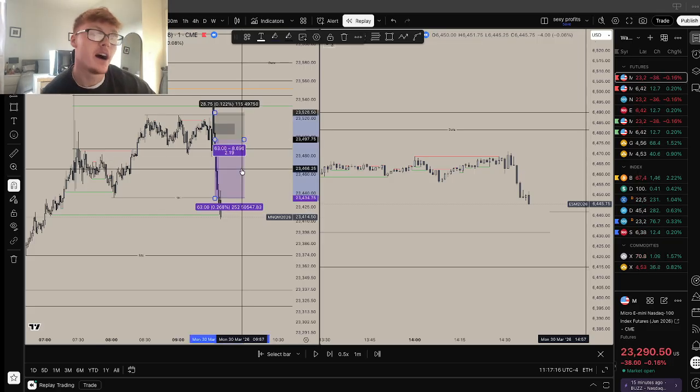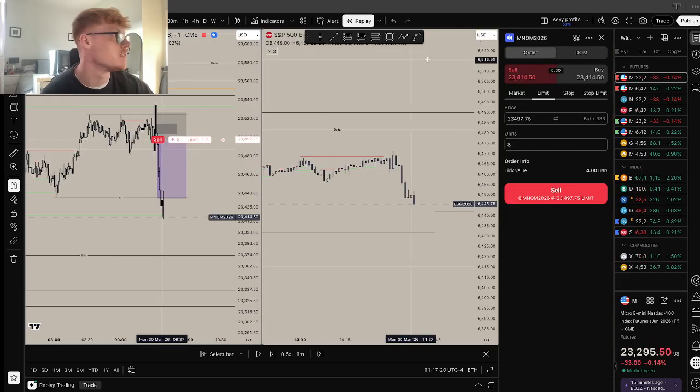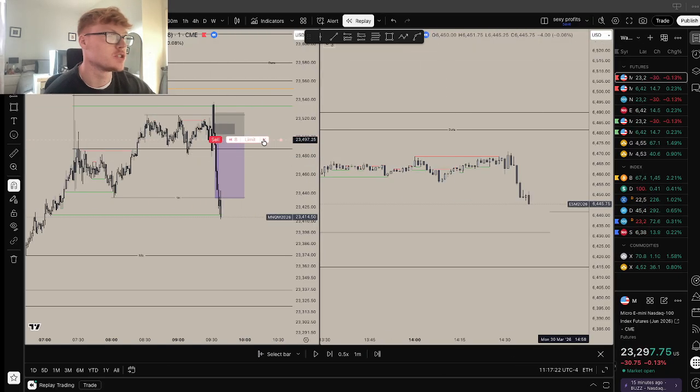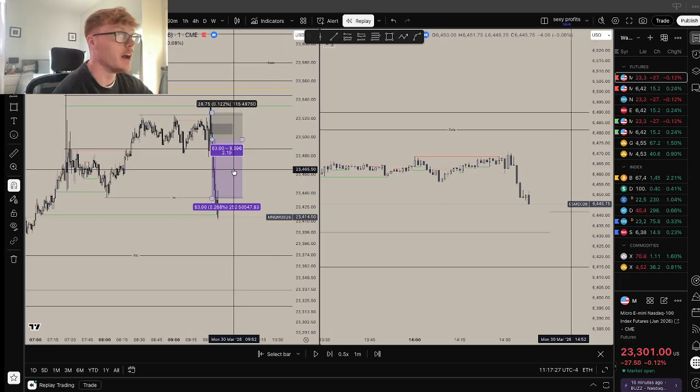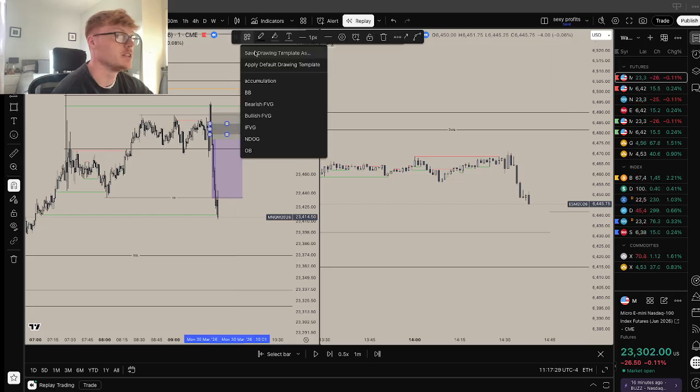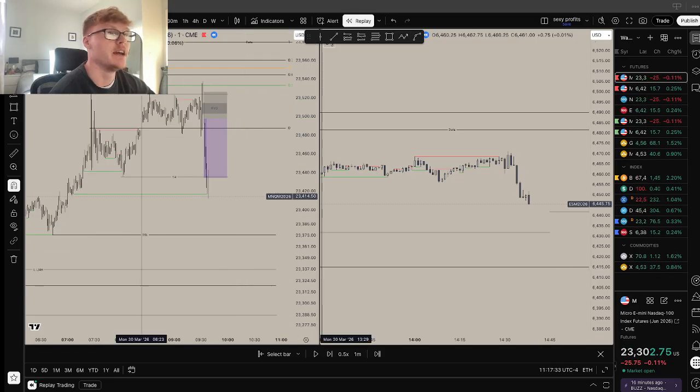I also changed my long and short box because I don't know, I like the purple. Purple's kind of cookery. So yeah, that was the first trade you could have took. I missed that trade. Well, not missed that. I faded that trade. And yeah, and then we ended up coming lower.